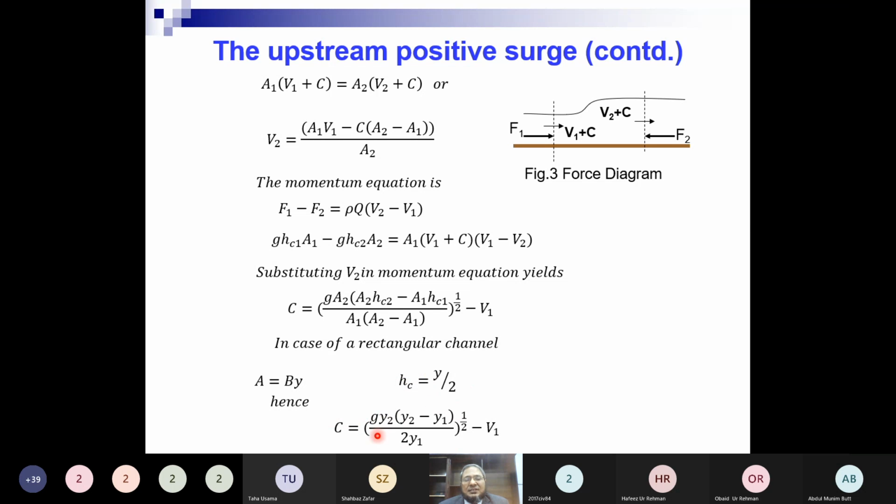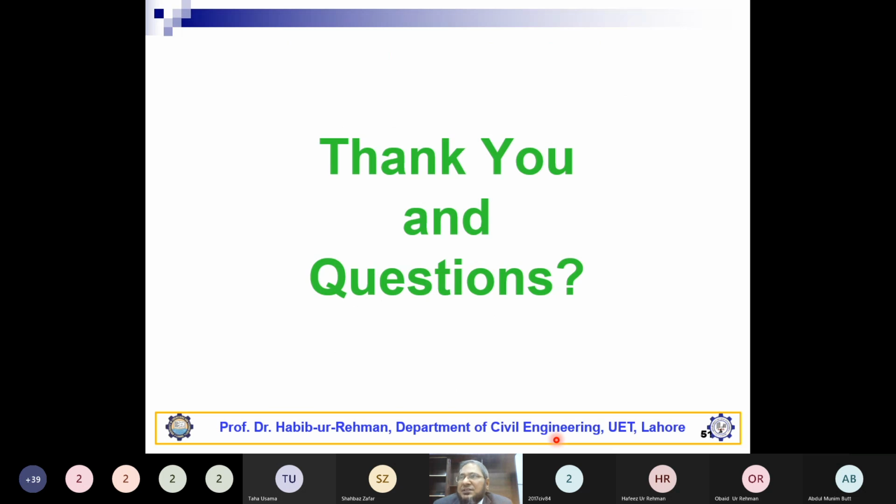And if you will put these values, the C, which is the surge wave or celerity, would be equal to under root of G Y2, (Y2 minus Y1) over 2Y1 minus V1. And with this, we have finished this chapter on steady flow. Now, if you have any questions, you are welcome.